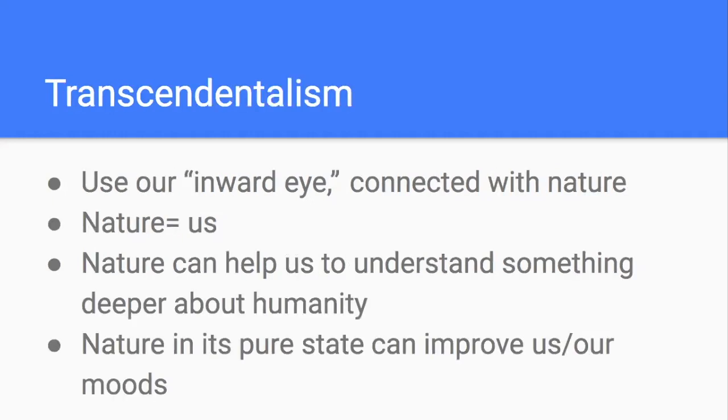So it's positive. And finally, how it connects to transcendentalism. So we're using our inward eye, the inside of us that can kind of connect with nature, that can reflect back on and think about nature. And remember that nature is us, right? We're connected to it. It can help us understand something deeper about humanity, ourselves, and it can, in its pure state, improve us in our moods. So it's beautiful and it's perfect, and it's something that can affect us profoundly as human beings and make us better. So we see all of these transcendental ideas within this poem of Walt Whitman, which hopefully you all kind of figured out as you were yourself reading it and annotating it yesterday.